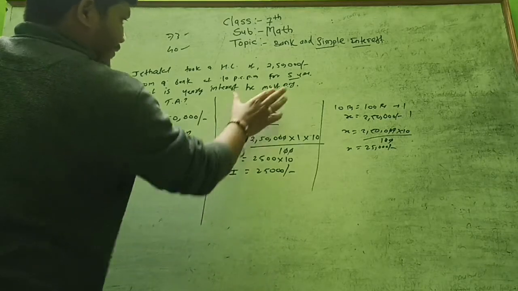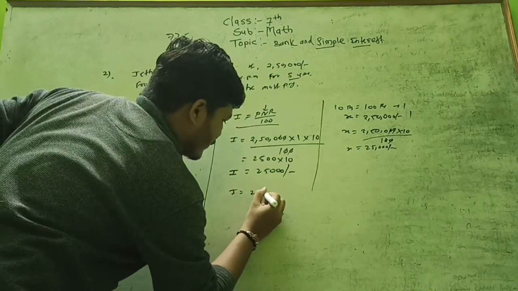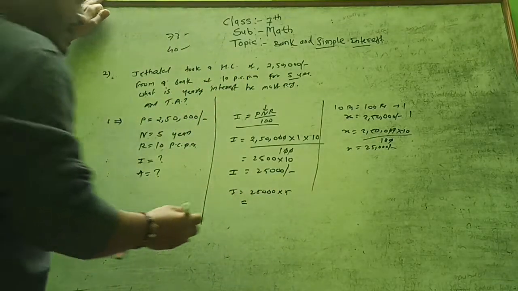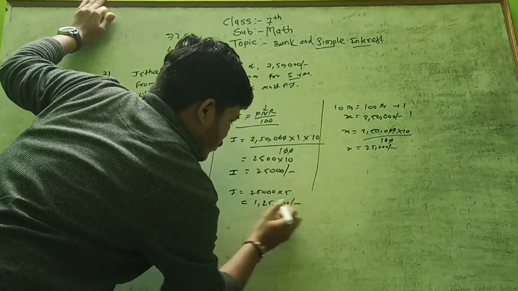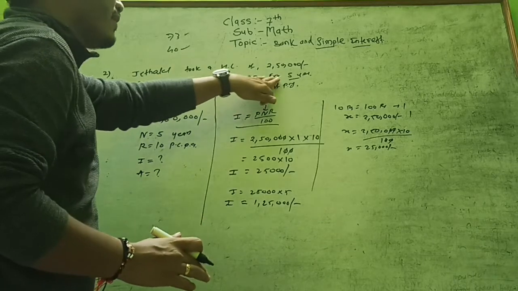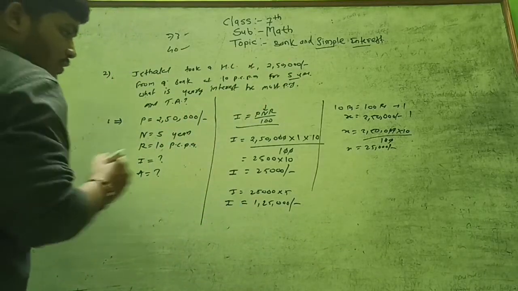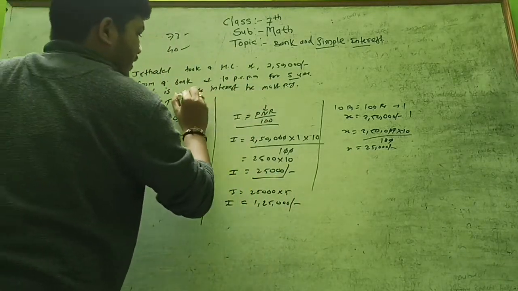But he took the loan for 5 years, so we multiply this interest by 5. 25,000 multiplied by 5 is nothing but 1,25,000. So the total interest Jethalal should pay to the bank for the 5 years is 1,25,000. And 25,000 is the answer to our first question, that is the yearly interest.